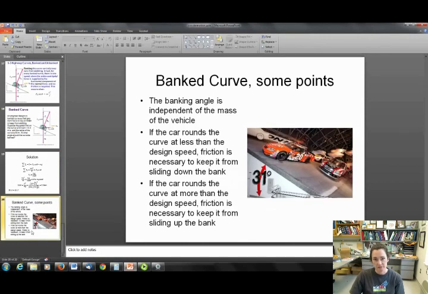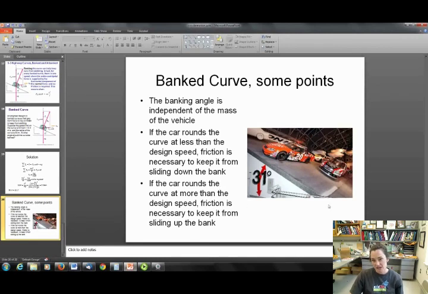Now here's some points for banked curves. The banking angle, as you saw in the previous problem, is independent of the mass of the vehicle. If the car rounds this curve at a speed less than the design speed, the friction is necessary to keep it from sliding down the bank. Okay, so gravity will start to overcome and it might slide down the bank. If the car rounds the curve at more than the design speed, then friction is necessary to keep it from sliding up the bank. Okay, so those are the two cases.